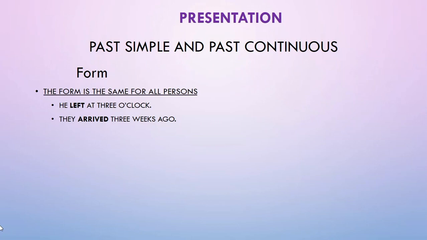The form is the same for all persons. He left at 3 o'clock. They arrived 3 weeks ago. So the form does not change with any of the personal pronouns. It remains the same. He left, she left, it left, we left, you left, they left. So the form of the verb does not change with any of the personal pronouns.